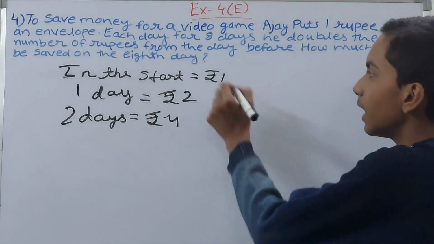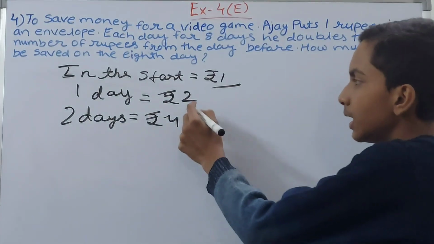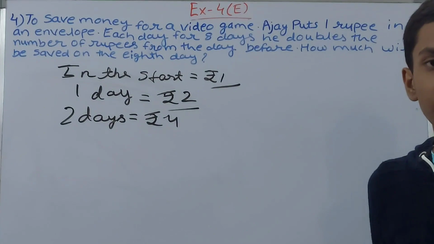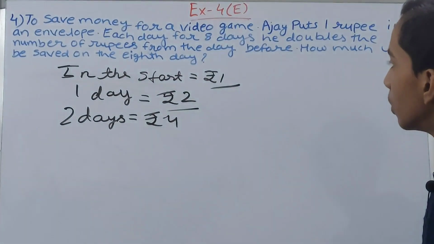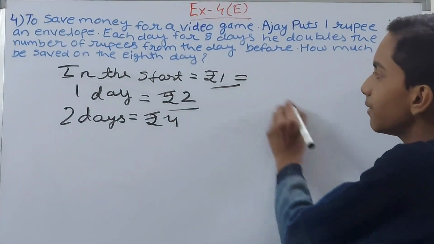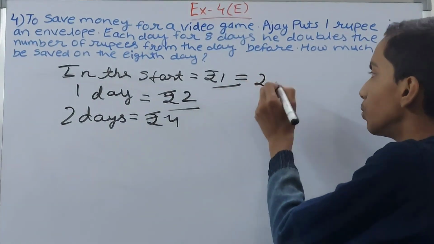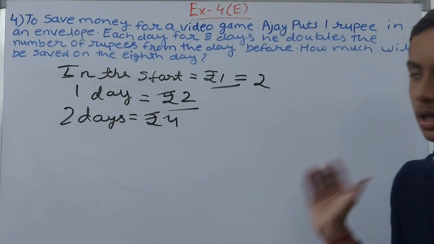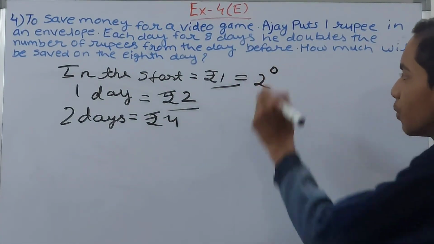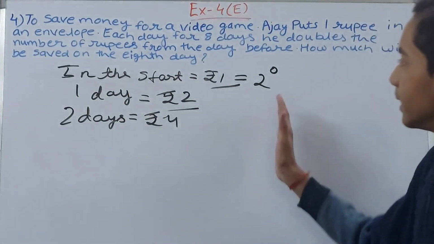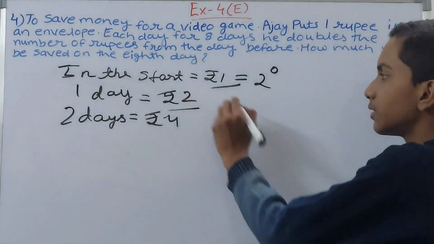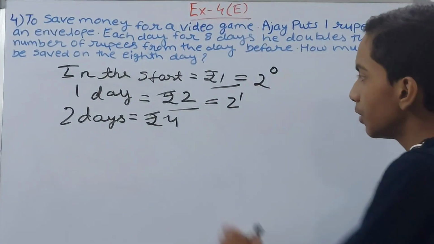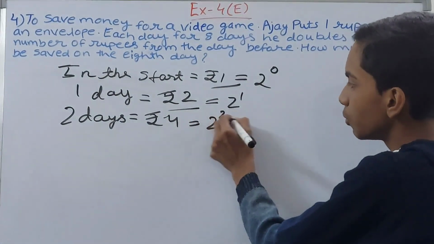So, in the start, he had rupees 1, and after one day, he had rupees 2. So, try to think of any number which can have such exponents. If I take any number, let's say 2, because 2 will fit here. Why? Because we have 2 and 4, which are multiples of 2. So, 2 to power 0 becomes what? 1, simple. And then after one day, he has rupees 2, so this can be written as 2 to power 1. Then after 2 days, he has how many? Rupees 4, so 2 to power 2.